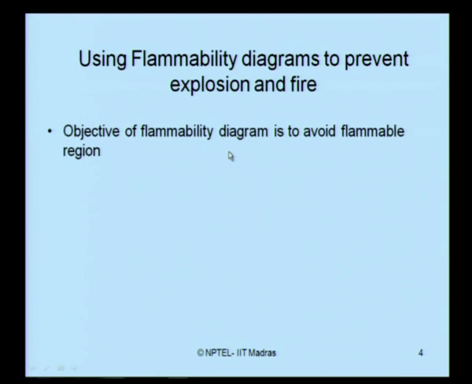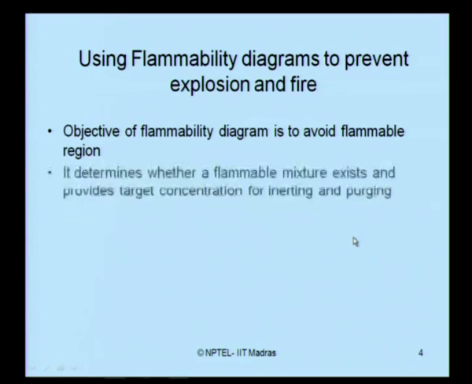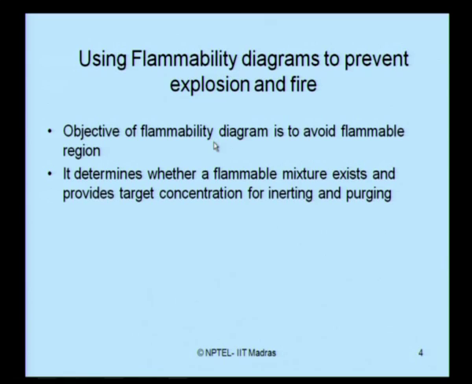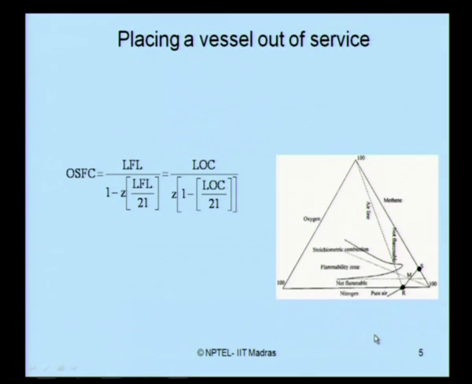The objective of a flammability diagram is actually to avoid the flammable region. It means this diagram will tell me very clearly what the flammable regions are for a given mixture. Once I know that, from this diagram I can understand how to avoid the flammable region. It determines whether a flammable mixture exists and provides target concentrations for inerting and purging. If a mixture is known, from a flammability diagram you will know whether that mixture becomes flammable or not for a given operating temperature and pressure. If that exists, then the flammability diagram will tell me the target concentration for inerting and purging. Let us look at this calculation.